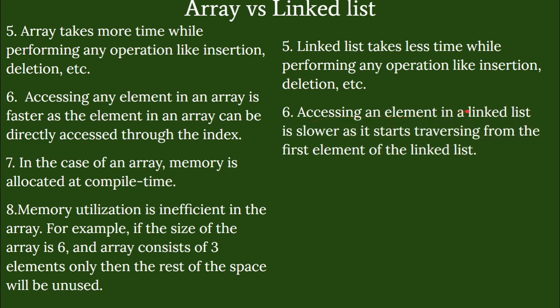Accessing an element in a linked list is slower as it starts traversing from the first element of the linked list. So here, suppose you want to access the 10th element, you have to find out what is the address. You have to go to the 9th element. Likewise, for the 9th, you have to go to the 8th element. So successively, we have to go to the first element. Then only you can access the necessary element. So accessing will be slower, but in array accessing will be faster.